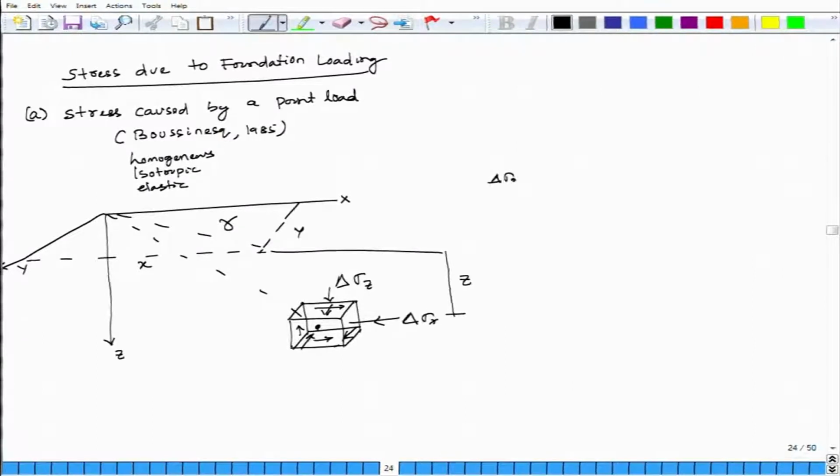So, delta sigma x is equal to P by 2 pi, 3 x square z by L to the power 5, minus 1 minus 2 mu into x square minus y square divided by L r square into L plus z, plus y square z by L cube r square.